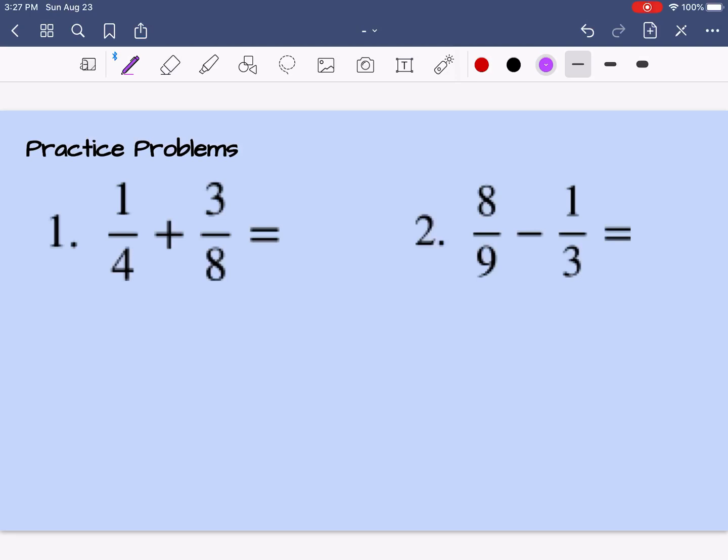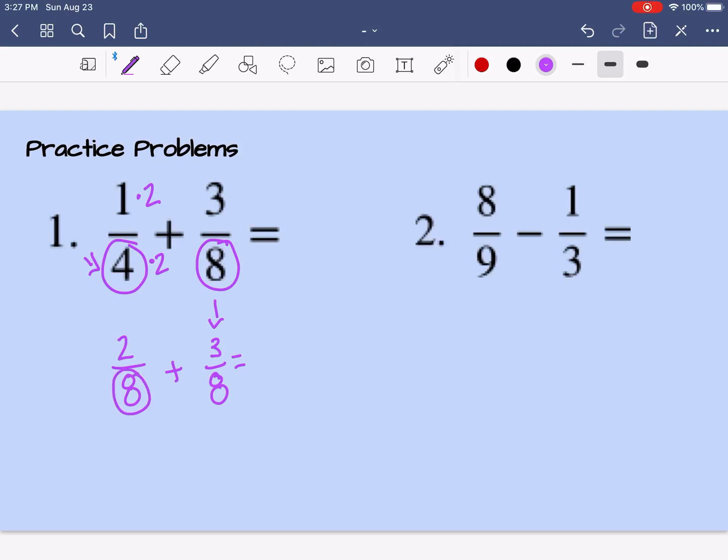So we are still working through problems where we only have to change one denominator. So I have a 4 and an 8. Well, I can make this denominator 8 by multiplying both the numerator and the denominator by 2. So this fraction stays 3 over 8, and this fraction becomes 2 over 8. We're creating equivalent fractions.